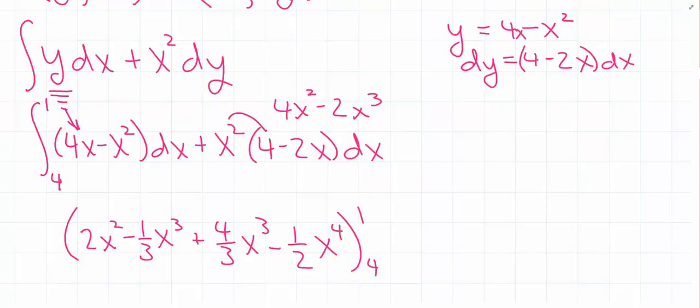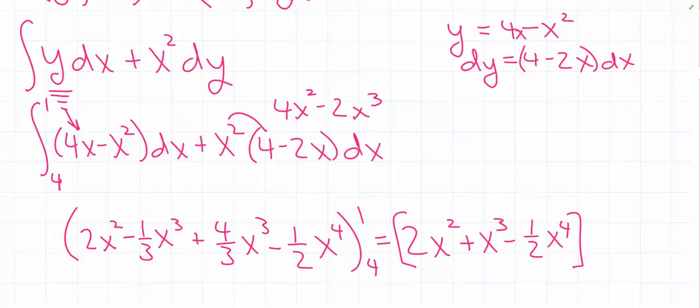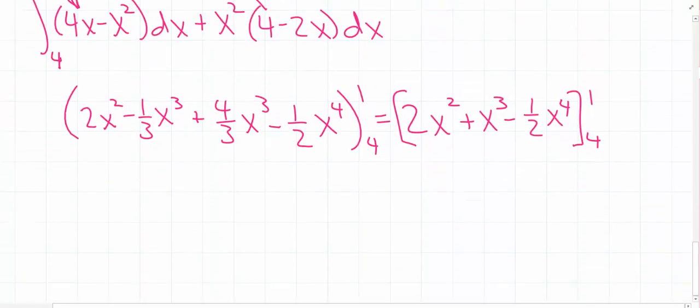Now, I'm going to put in the 1. Actually, before I do this, let me simplify this a little bit. I think the simplifying is going to save us a little time. How many x squareds? I've got 2x squared. I've got negative 1/3 and 4/3. That's 3/3, right? 3/3 is 1. So this is just an x cubed. And then I've got minus 1/2 x to the 4th. Okay, so that might save us just a little bit of time.